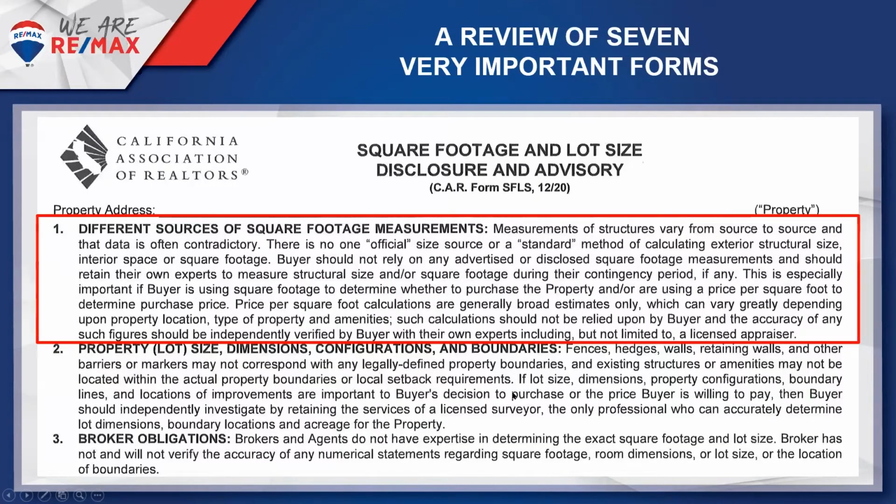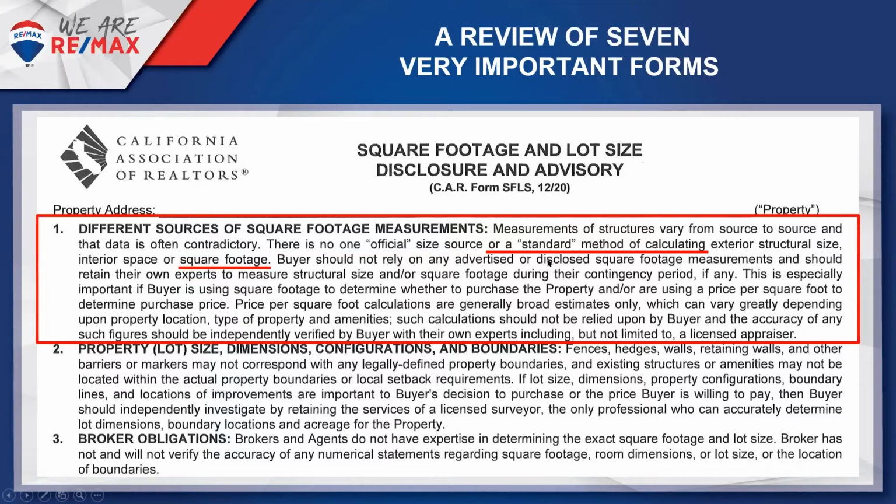The first thing the form talks about is there is no official size source. In other words, there's no source of square footage that is the official square footage. An appraiser can say one thing, the tax roll can say one thing, a building permit for a remodel can say another thing, a builder's brochure can say another thing. So there's no official square footage.